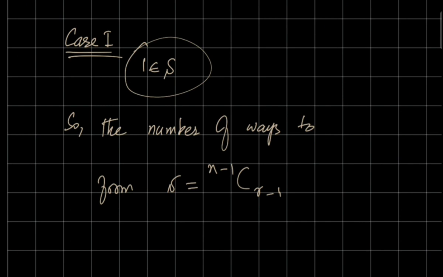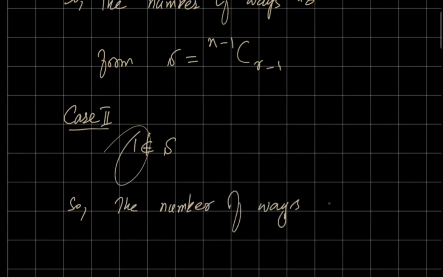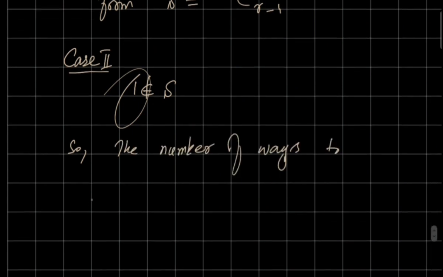In the second case, we will consider that 1 doesn't belong to S. Since 1 is not in S, but we need r combinations from A. Since A had n elements, now we don't need 1. So how many elements are remaining? They are n minus 1. So we will choose r combinations from n minus 1 elements from A. So the number of ways to form S is n minus 1 C r. Now we have to choose exactly r elements from n minus 1 elements because we don't need 1.